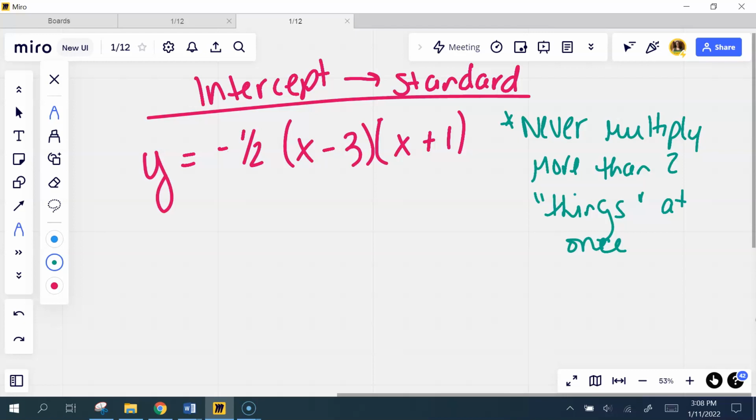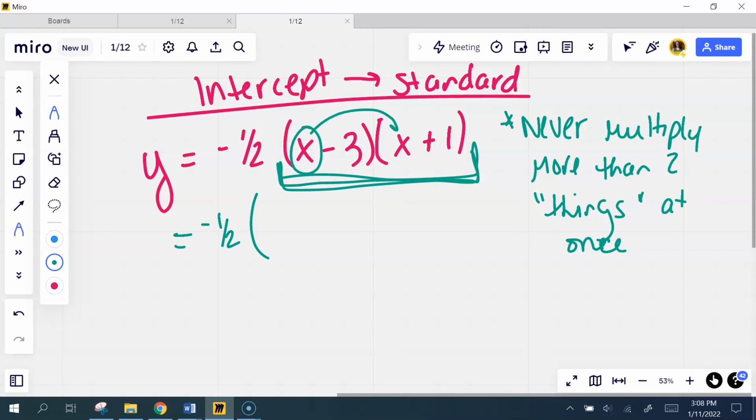So I think what I'll do is I'll multiply the two hardest things to do first. So I'm going to take these two. So the negative 1/2 is still there. Remember, I'm not messing with that right now. But I am going to start multiplying through. So I start with the very first term, and it multiplies to everything in the second parentheses. So x times x is, of course, x squared.